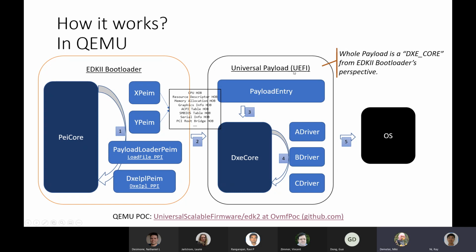And inside the payload, we also have two small phases. The first is the payload entry. It will accept all the HOBs, and maybe convert some of the HOBs to other HOBs that can be recognized by the DXE core. After the conversion, it will jump to the DXE core, and the DXE core will just execute as it does in an ordinary EDK2 BIOS. It will dispatch all the drivers, and then in the BDS phase, it jumps to the OS.